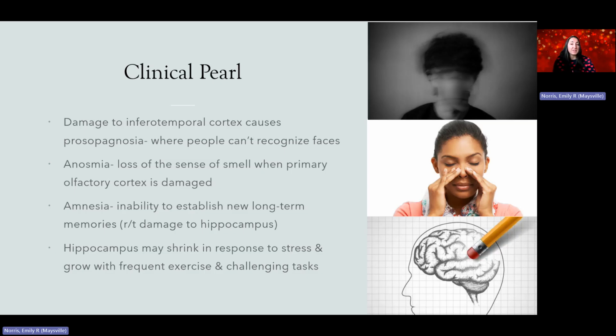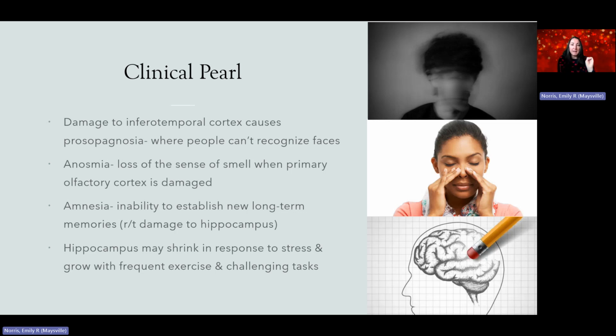One thing that's really interesting is that if you are really stressed, the hippocampus will actually shrink over time with frequent stress. But if you consistently exercise and push yourself to do challenging things without going so far that it's super stressful, then the hippocampus can grow. If you remember, I talked about it in the first lecture, we can change the size and the dedication of different parts of our brain based on what we do.